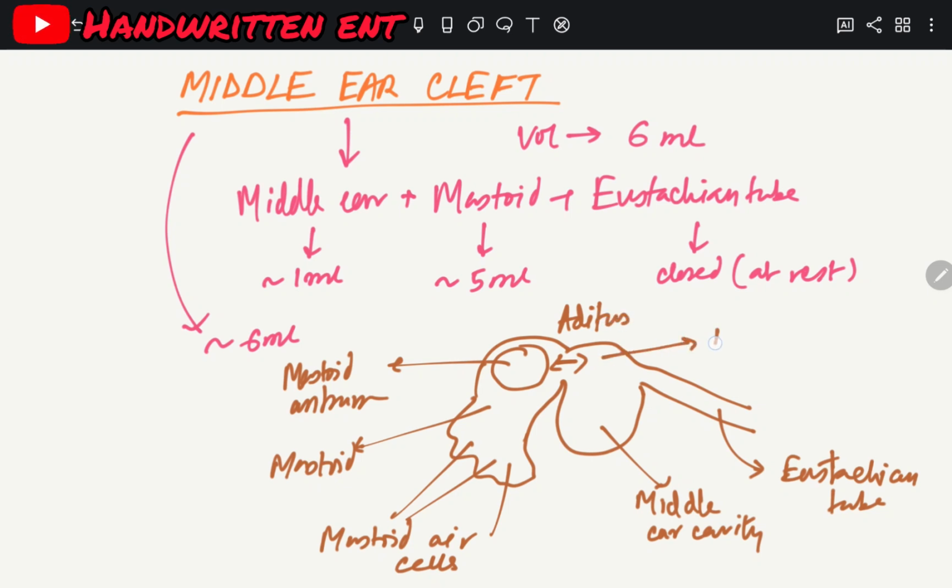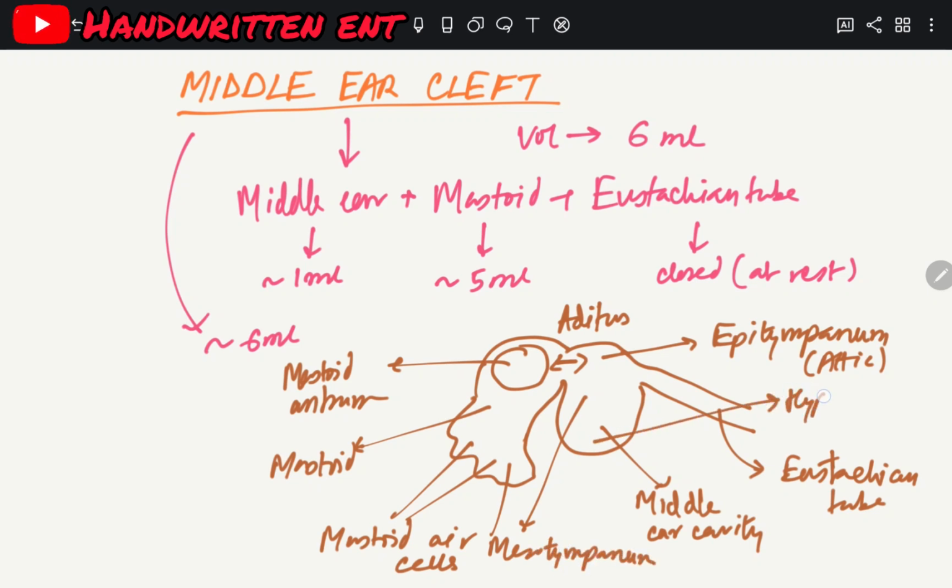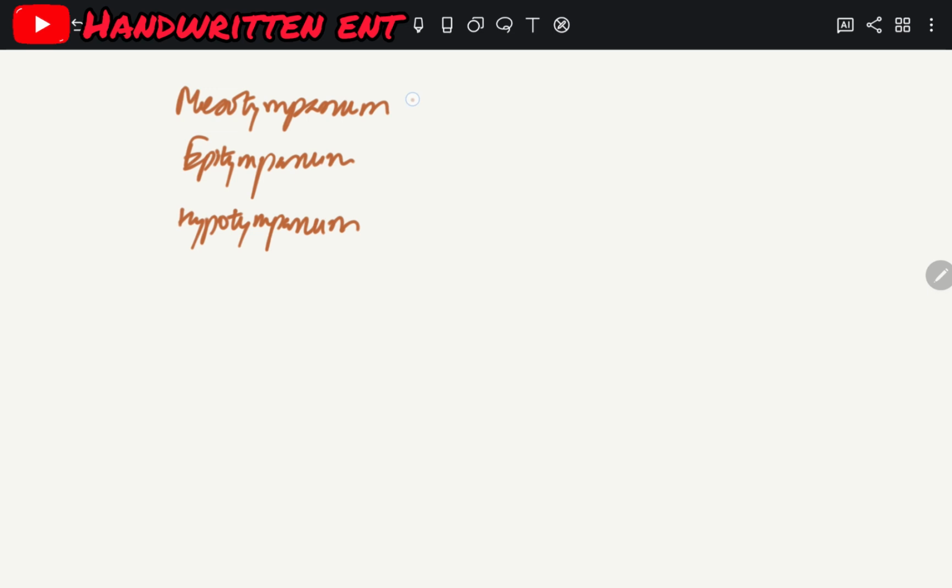This part is known as epitympanum or attic. This part is known as mesotympanum, and this part is known as hypotympanum. So what are epitympanum, hypotympanum and mesotympanum? Let's understand this. Basically, mesotympanum, epitympanum and hypotympanum are parts of the middle ear.